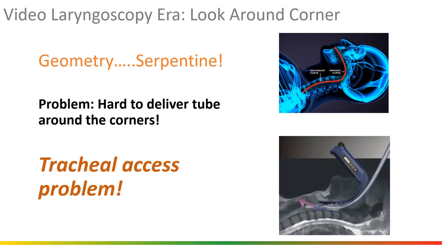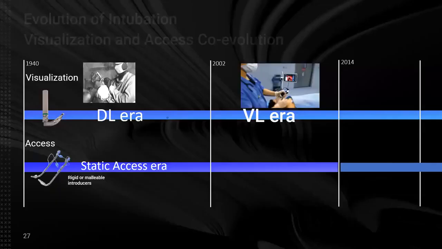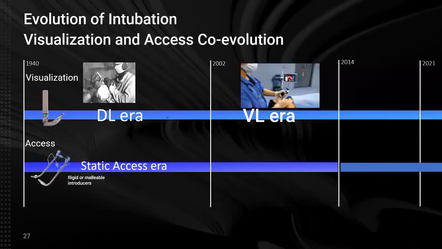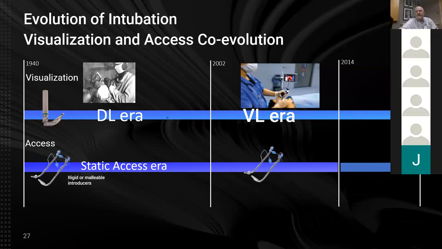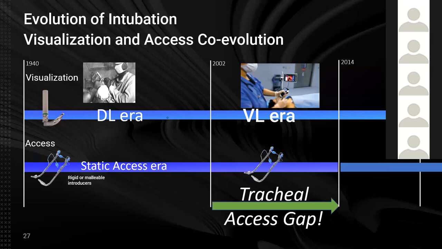So these are tracheal access problems. We are no longer having visualization problems. We're having tracheal access problems. And that's an important shift that a lot of people are at least explicitly unaware of. So we go back to our coevolutionary timeline, and here's the problem. We've evolved with visualization, and access remains the same as it ever was, static access. This has created a tracheal access gap, and that tracheal access gap is what is causing failure now.